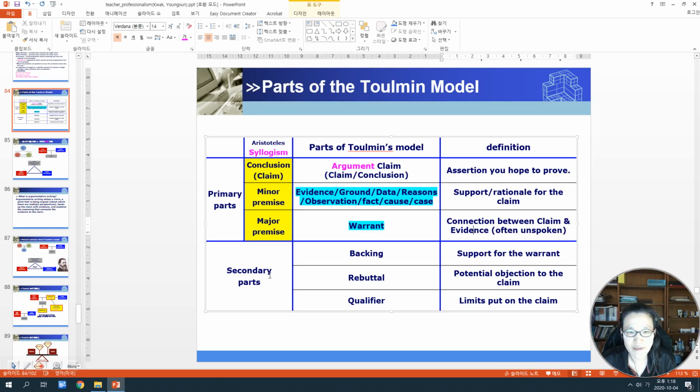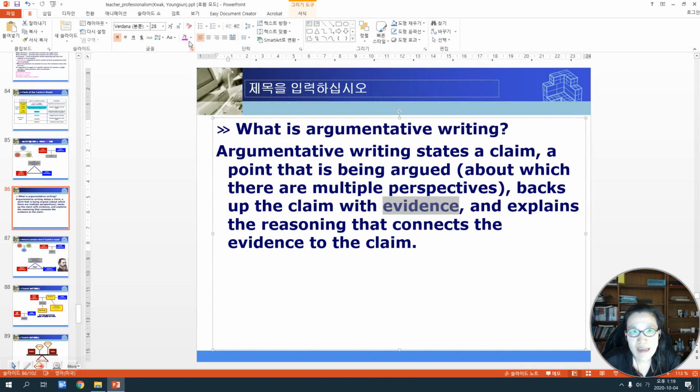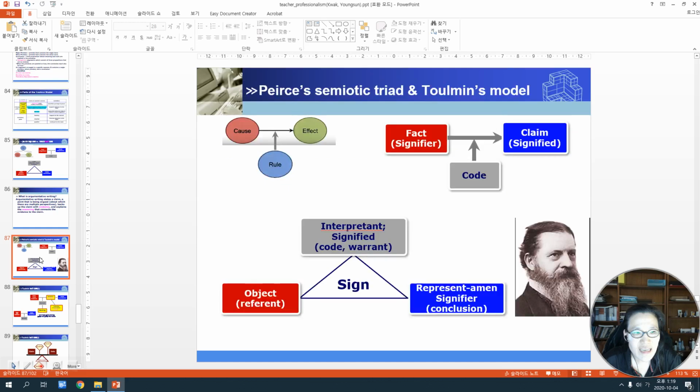The secondary parts of Toulmin's argumentation model consist of backing, rebuttal, and qualifier. When we say argumentative writing, it's about stating a claim, a point that is being argued, and backing up the claim with evidence and explaining the reasoning that connects the evidence and the claim. We call this reasoning part the warrant. So what I want to say is that we already reviewed the causal relationship, which connects cause and effect by the rule. And there is another claim.